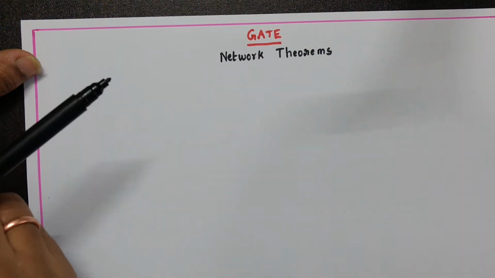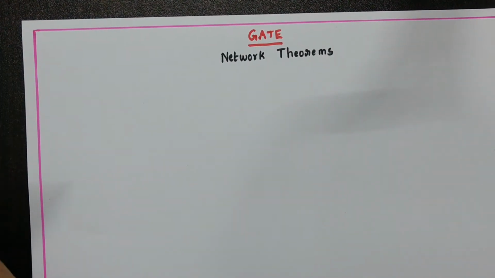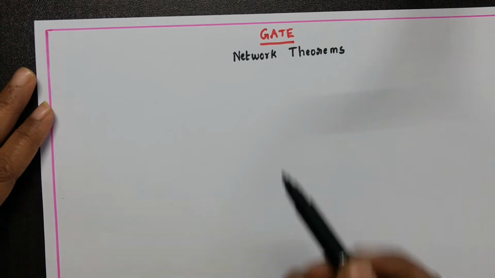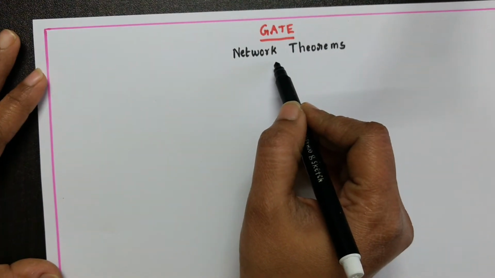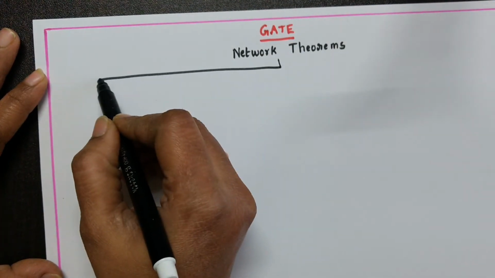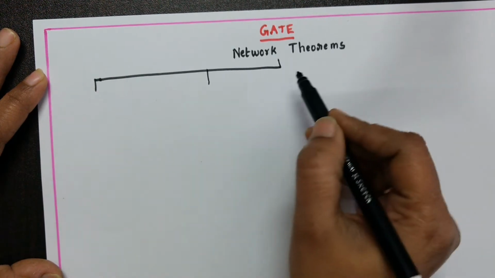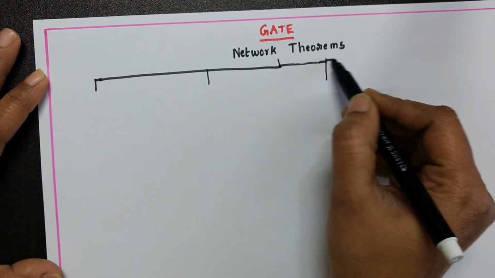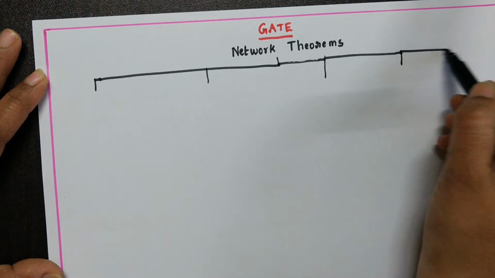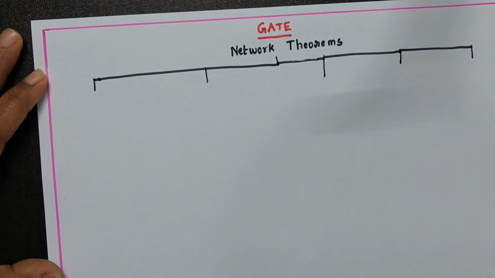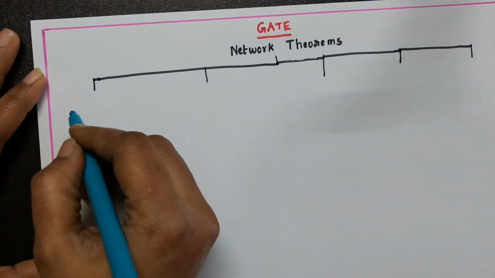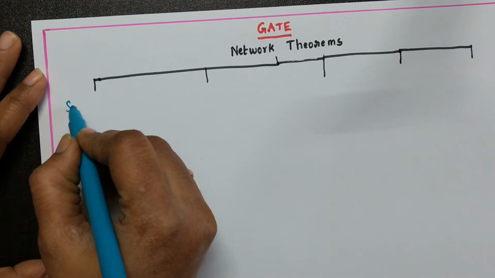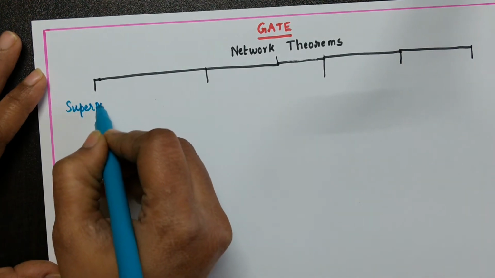We are going to discuss the network theorems in the electric circuit subject. There are 5 theorems given in the GATE syllabus. What are the theorems given in the syllabus? First one is superposition theorem.